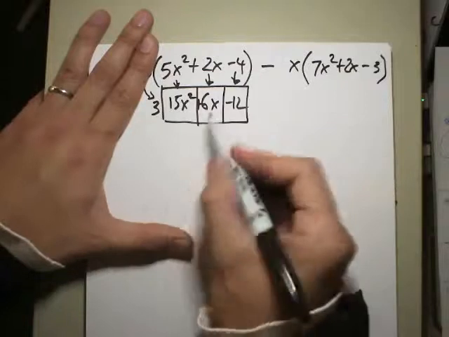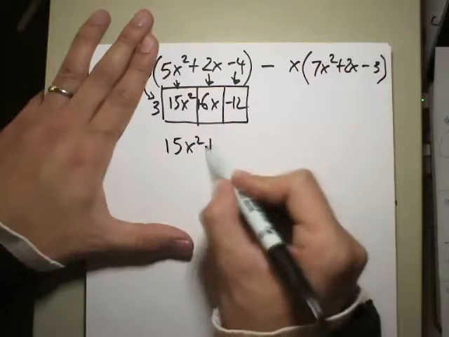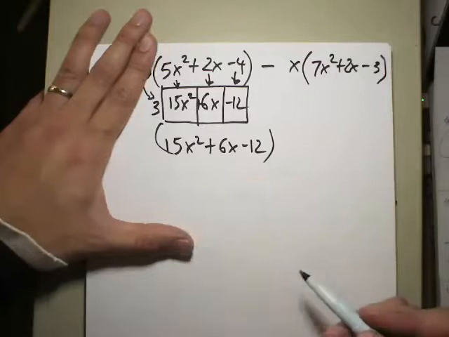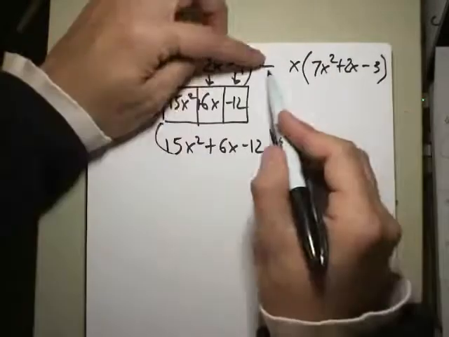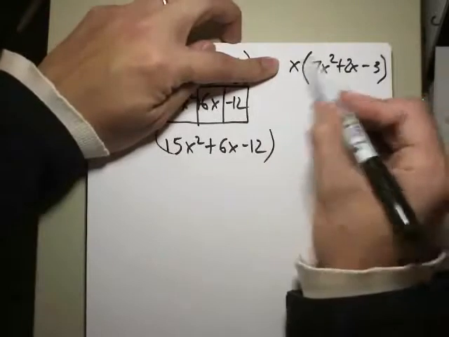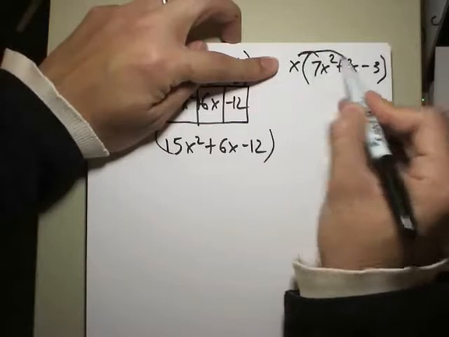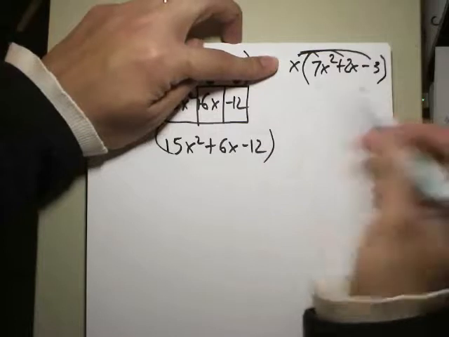So my answer for that one, which is whatever is inside the box here, is 15x squared plus 6x minus 12. Okay, so that's my first polynomial after the distributive. Here, I know I have to subtract, right? Subtract what? X times whatever. So I can certainly go ahead and use the second technique, which is the distributive technique, if you feel comfortable with it. Whatever you want, you can still use the box one.